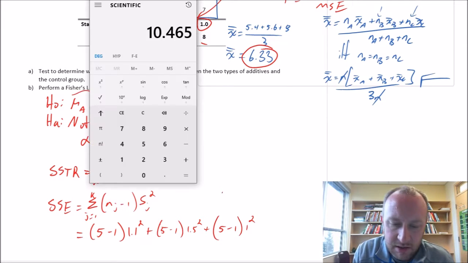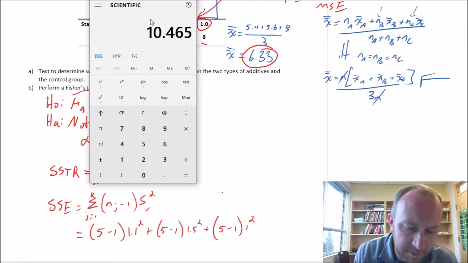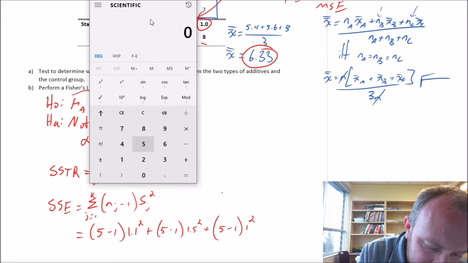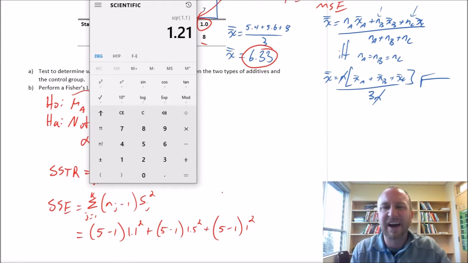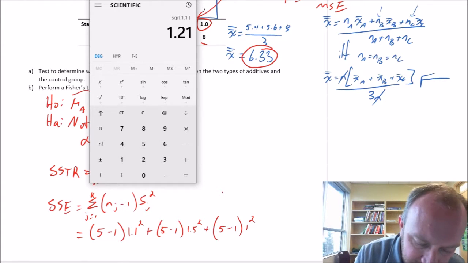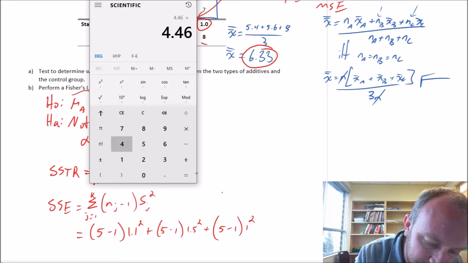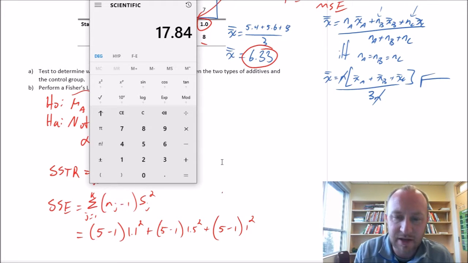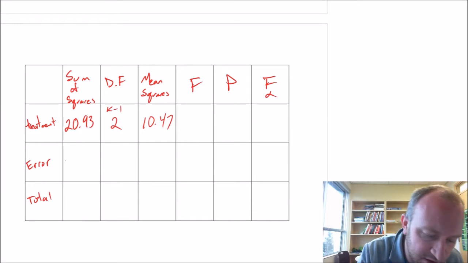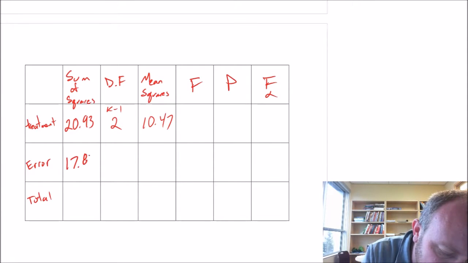Once again, we'll get this annoying calculator that for some reason won't move. Okay, I guess it'll stay there. So here's 1.1 squared. I'll factor out that 5 minus 1 again, it'll just make things easier. So 1.1 squared plus 1.5 squared plus 1 squared equals, and now we multiply it by that 5 minus 1, or 4, so times this by 4, 17.84.